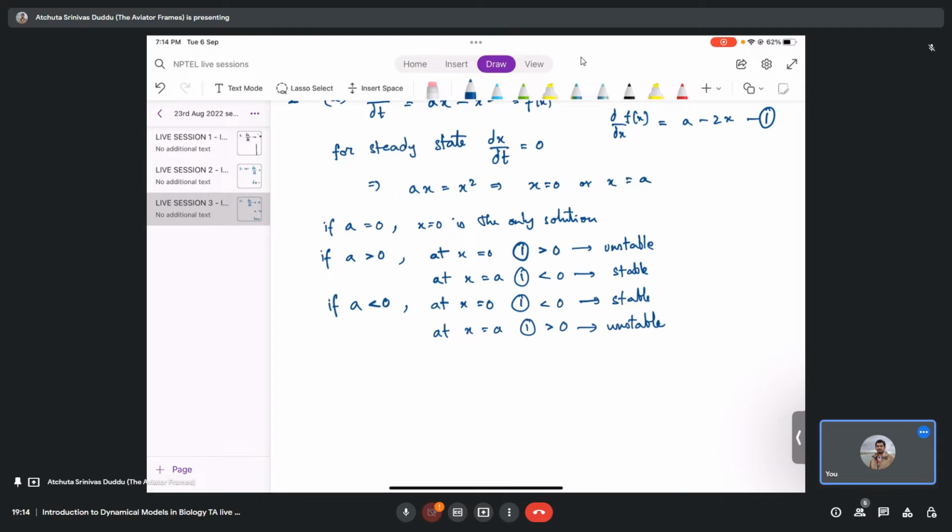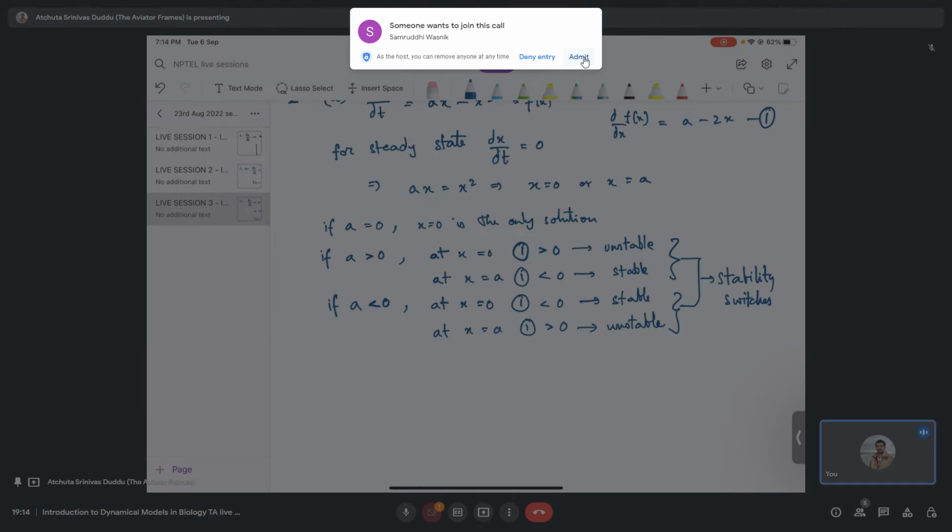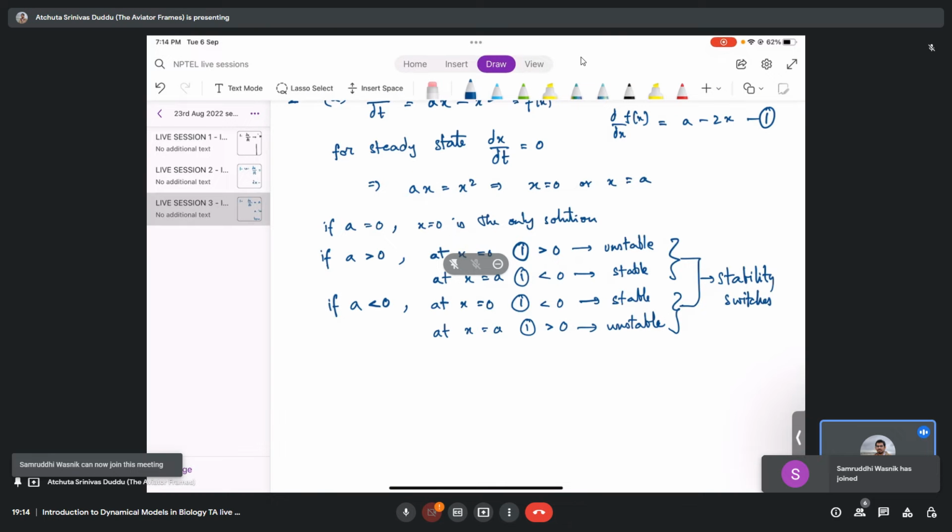If you see from these two steady states, the stability of the steady states is switching. Stability switches. So what we conclude here is that as there are variations in the bifurcation parameter a, the nature of stabilities of the system changes. It is not necessary that it has to be only switching of the stabilities.